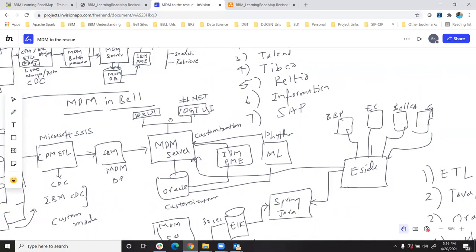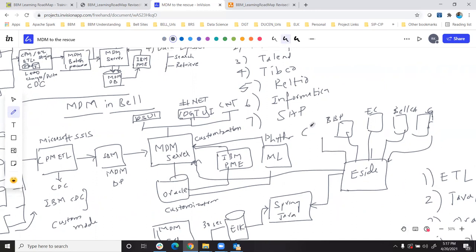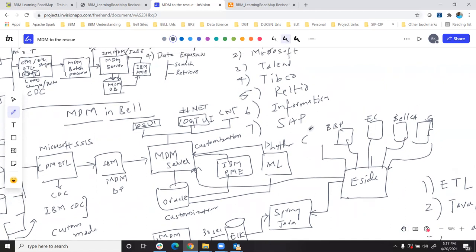Apart from the DGT UI, we also have a system called, you'll get to know when we talk about the pipelines. Don't worry much, we just cover that also. We have something called CNT, customer naming tool, from where the data is taken. You'll get to know when we talk about the data pipelines.